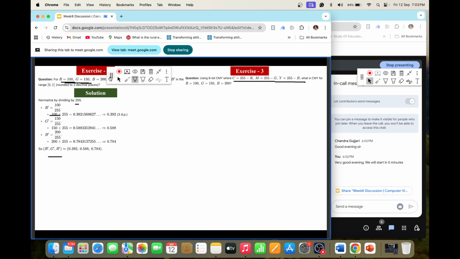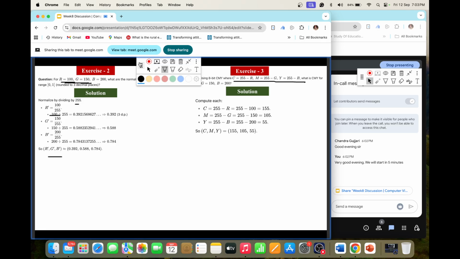Second question, you are given RGB values and you are asked to calculate the CMY values. Very easy, that is 255 minus R, 255 minus G, 255 minus B. By that you can get the CMY values. Again, very simple.